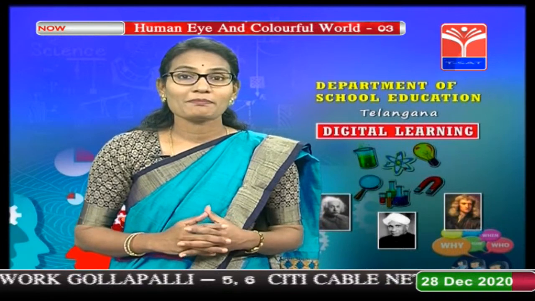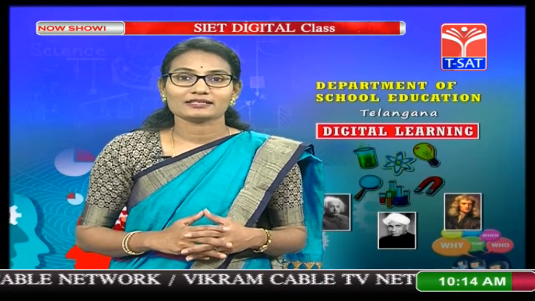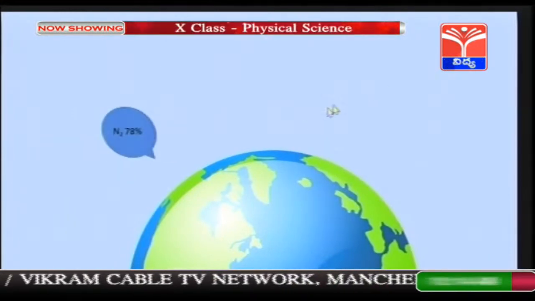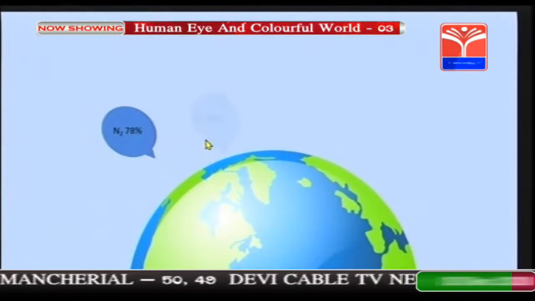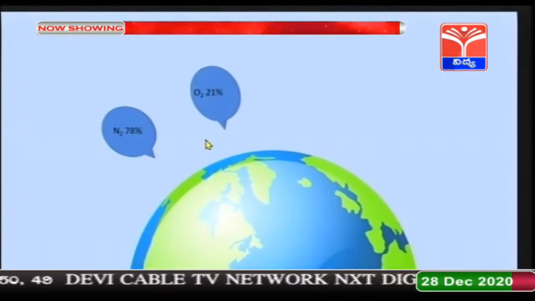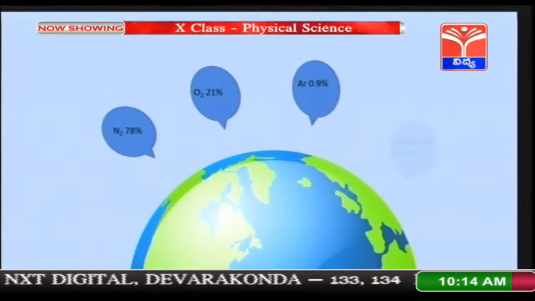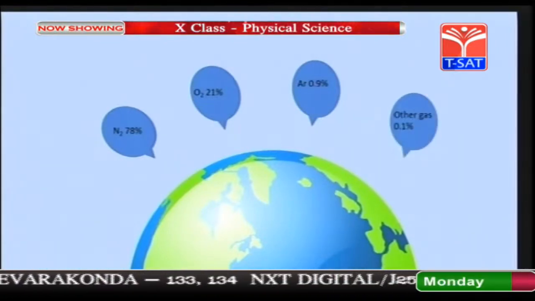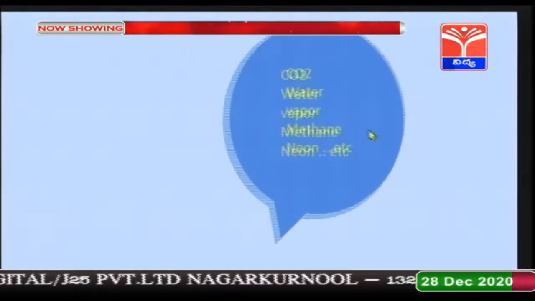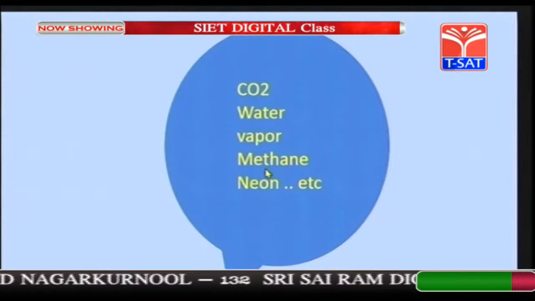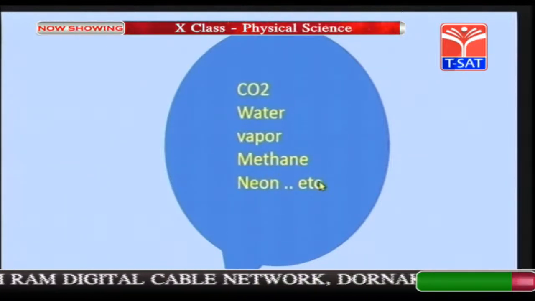Children, our atmosphere consists of many dust particles and gases. Observe here, children. 78% nitrogen gas is present in the atmosphere, 21% oxygen, 0.9% argon gas and other gases 0.1%. In these other gases are carbon dioxide, water vapor, methane, neon gas and so on. All these gases are present in the atmosphere.